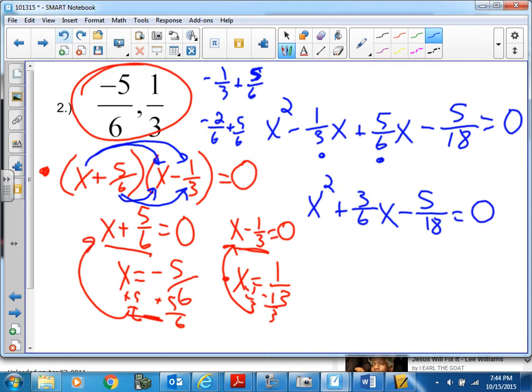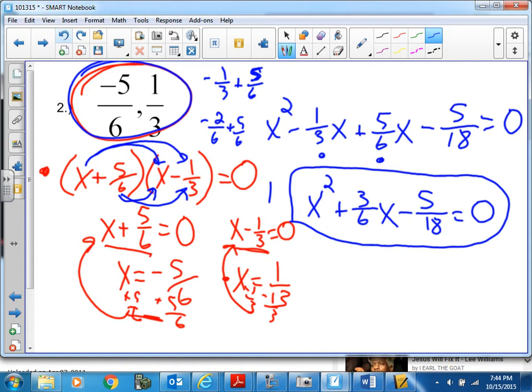So that would be, if I want to write something in standard form, an equation that would give me these roots, this could be our first equation. But remember, I asked for 2. So how do we come up with a second one? Well, we talked about that in class.